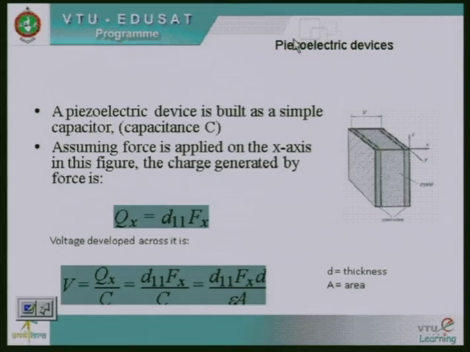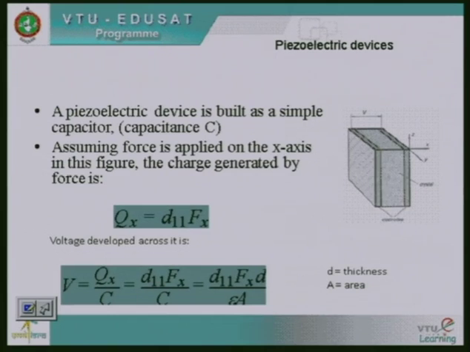Let us see what a piezoelectric device is. We have taken a piezoelectric device with a thickness d, and there are two electrodes on both sides. Because there is an electrode on each side with a dielectric in between, it is now like a capacitance. Now let us see how this works. Assuming force is applied along the x-axis, this is your x-axis, and we apply force on the x-axis.